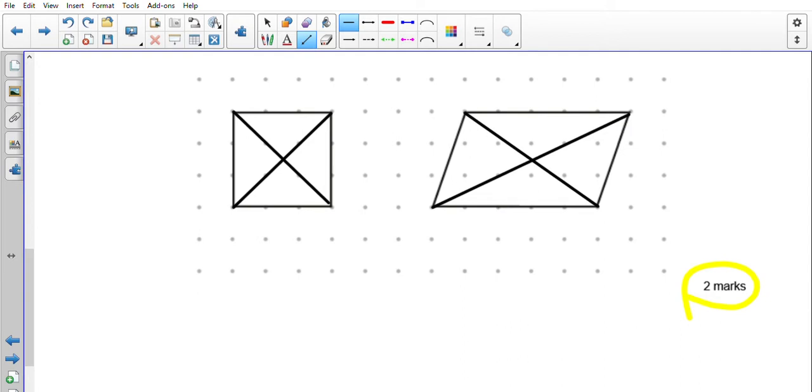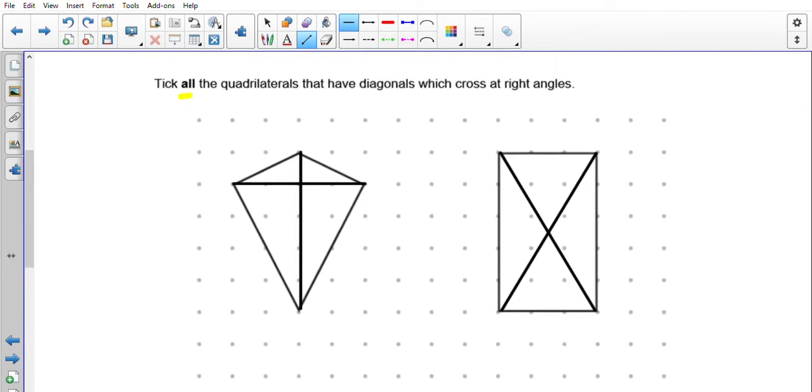Now you've done that, it makes your job easier. You can look at the first one that we've got here, and you see that actually those diagonals there, that's going to make a right angle. So this shape needs to have a tick.